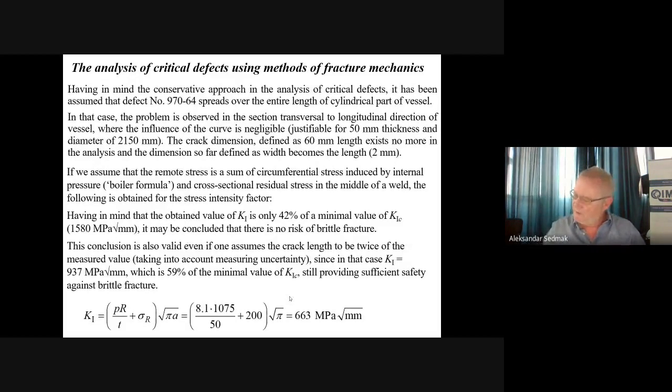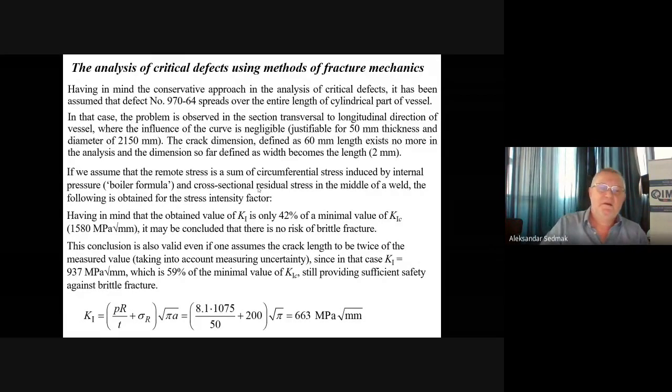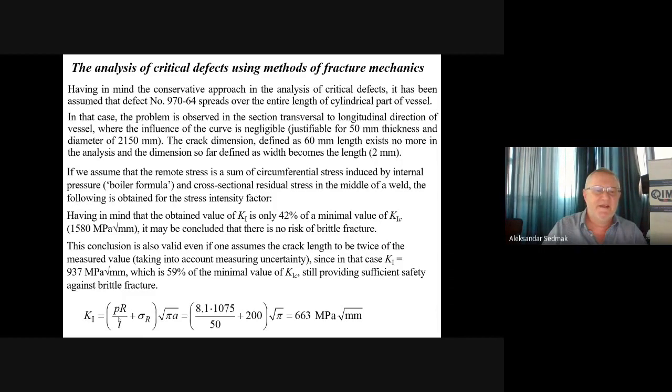So now we can perform some simple analysis, which goes like this. We calculate K1, taking into account residual stresses, and we get 663. We divide that by 1580, we get just 42%, and that is the practical probability of brittle fracture in our approach.